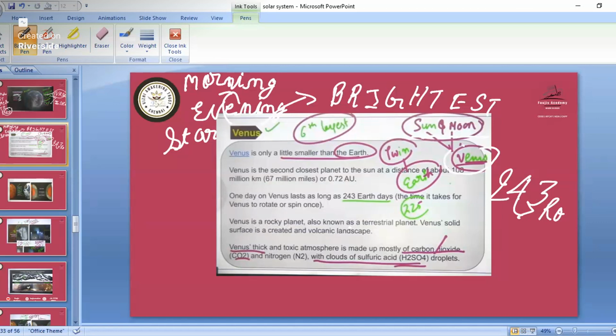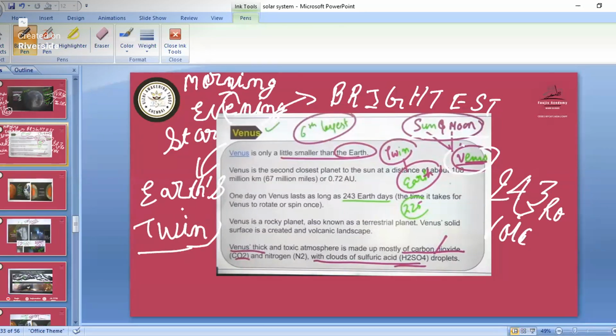Venus is a rocky planet, also known as a terrestrial planet. Venus's solid surface has a volcanic landscape, so on Venus also we have volcanoes. Venus is also known as Earth's twin. Why is Venus known as Earth's twin? We'll study that in the later part. It is because it has all the same features that we have on Earth.